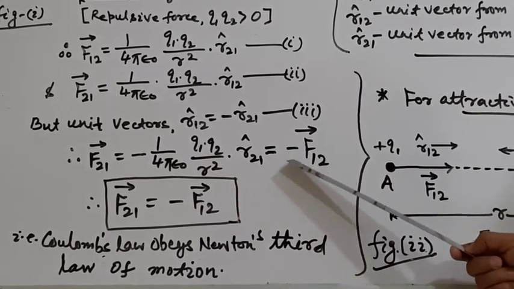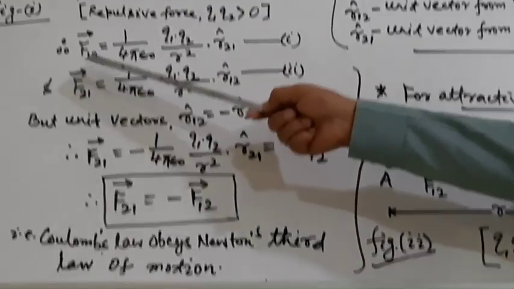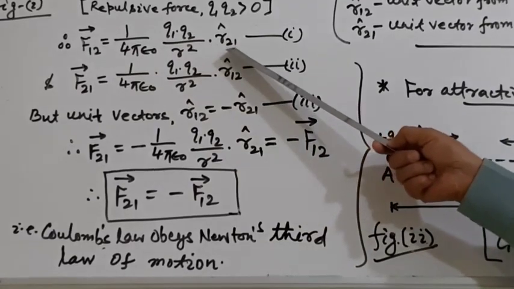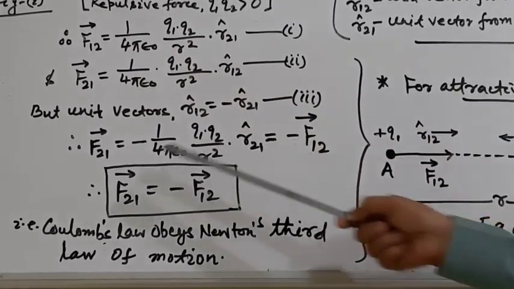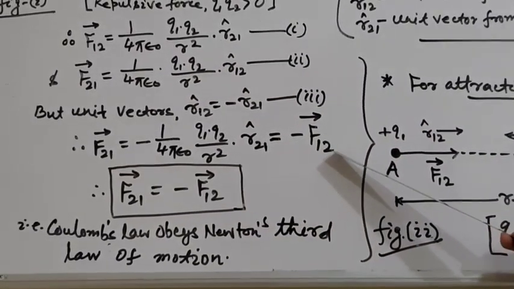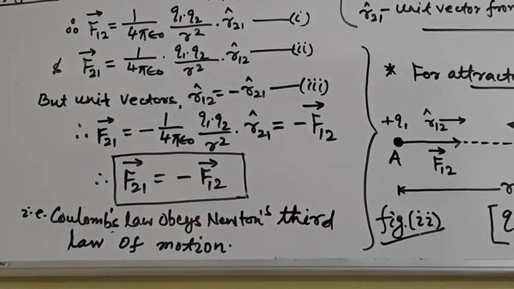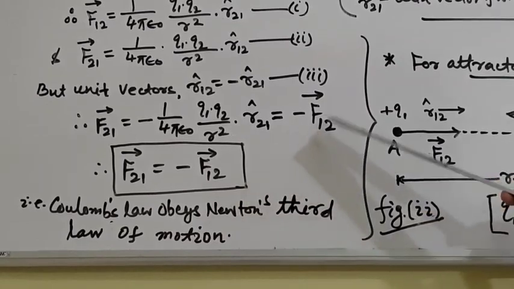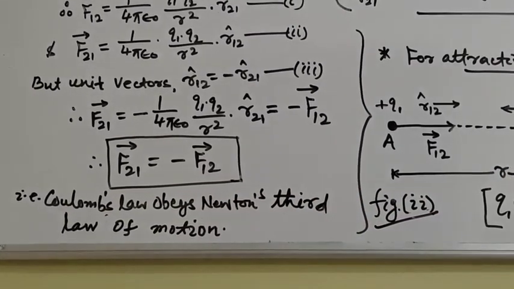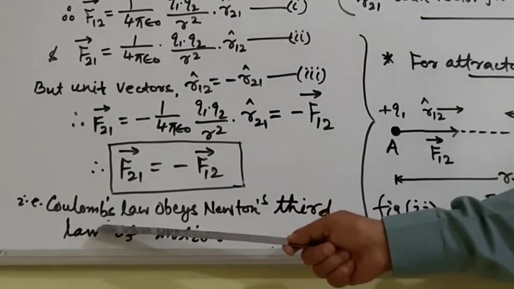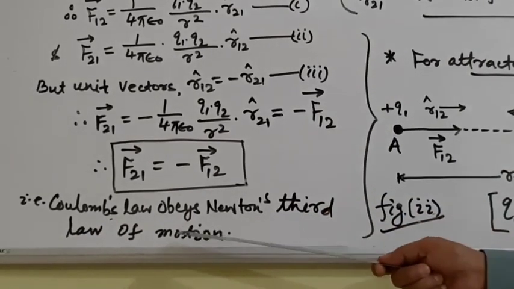It becomes minus F12, because F12 is equal to this, 1 by 4 pi epsilon naught, Q1 Q2 by R square, R21. So F21 is equal to minus F12. In this formula, we can say that both the forces are equal in magnitude and opposite in direction. So we can say that Coulomb's law obeys Newton's third law of motion.